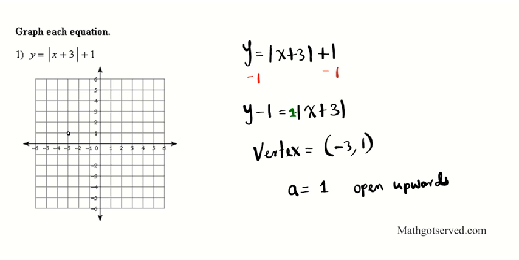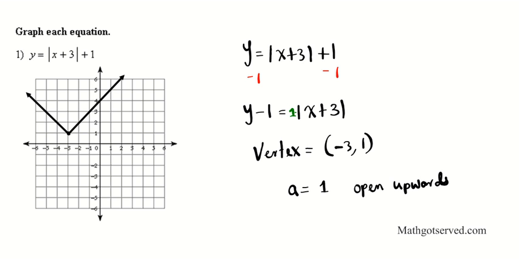Then what we're going to do is draw our V, following the pattern of your standard absolute value function, starting from the vertex at negative 3, 1. That goes in that direction, and then the other side of the V goes in the other direction like that. So there goes the graph. You have a shift to the left 3 and up 1.